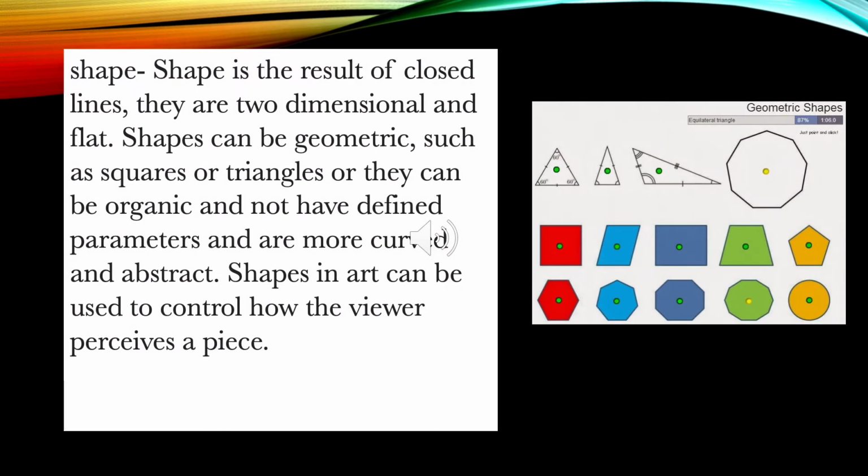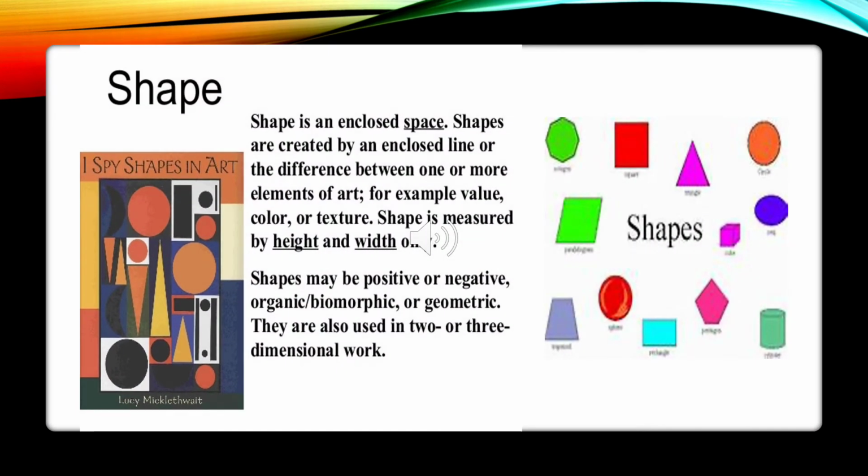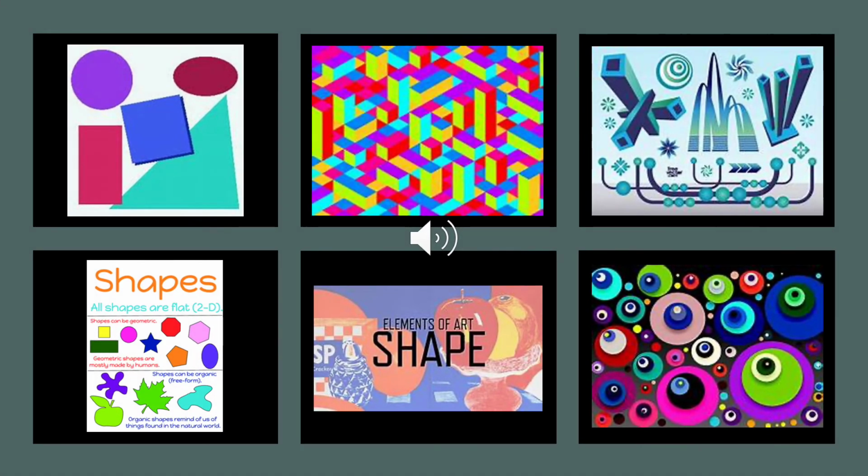Shape. Shape is the result of closed lines. They are two-dimensional and flat. Shape is measured by height and width only. Shapes may be positive or negative, organic, biomorphic, or geometric. They are also used in two- or three-dimensional work. Some images related to shape, the element of art.